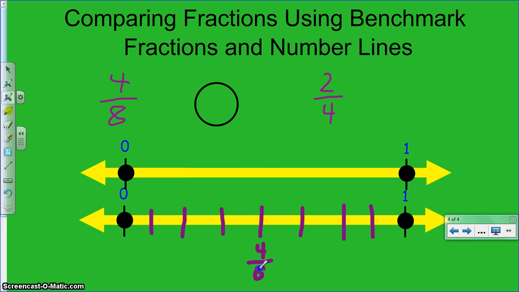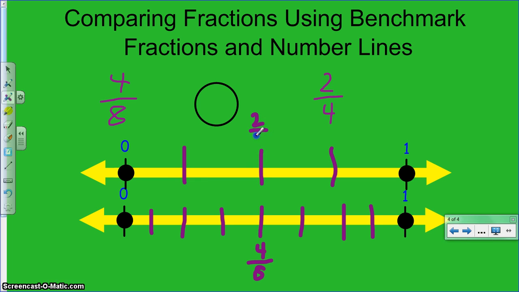Now, 4ths are easy too, because 4ths I can do the same thing, except I don't have to take it quite as far as the 8ths. I can cut it in half once, and then I can cut those in half. And then I can label 2/4, which would be right here. Here's 1/4, here's 2/4 right here.